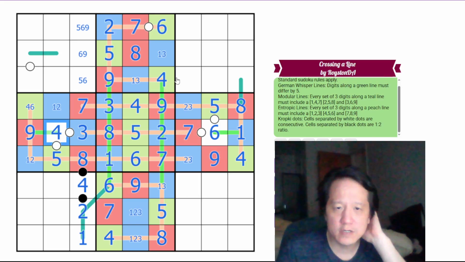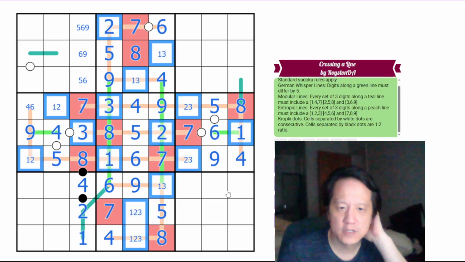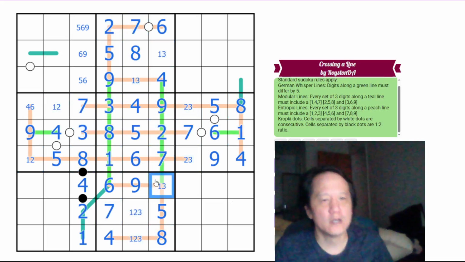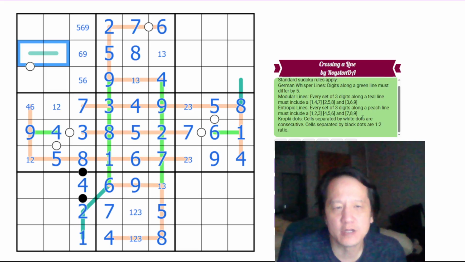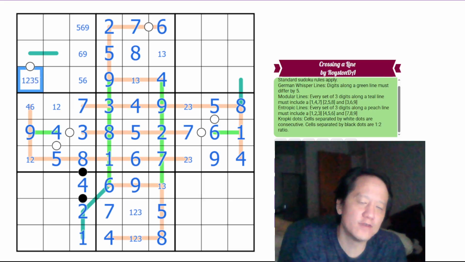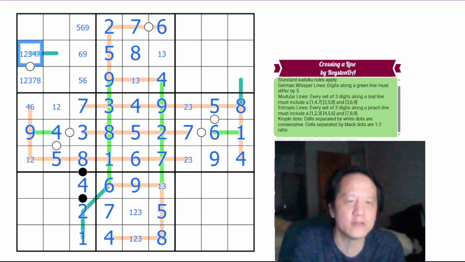Okay, so we've done all the coloring that we need for the entropic lines and the German whisper lines. So we can remove those. These digits have to be 2 different sets on modulo lines. What can this be? It can be 1, 2, 3, 5, 6, 7, 8. 1 could be consecutive with 1, 2, 3, 4, no 5, 6, 7, or 9. But 9 can't be here. 5 and 6 can't be here either.